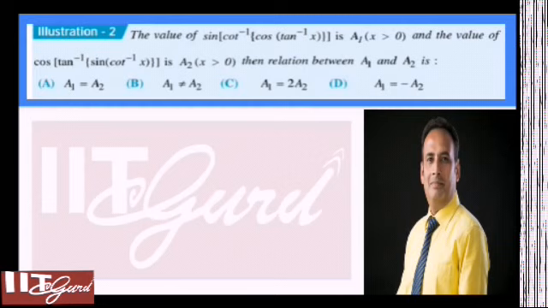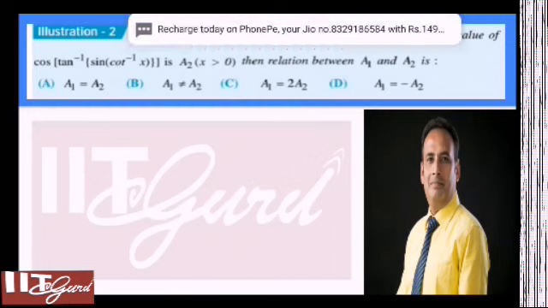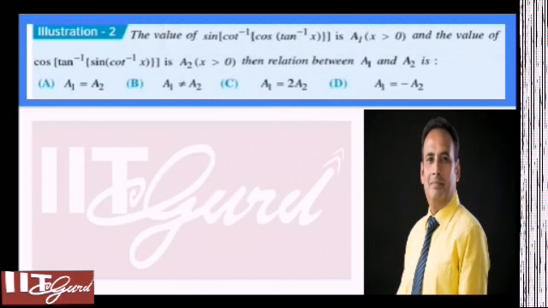a1 equal to a2, first option. Second option, a1 not equal to a2. Third option, a1 is equal to 2a2. And fourth option, a1 is equal to minus a2. Let you figure it out. And if not, then you can pause the video. If not, then you can go ahead for further video.